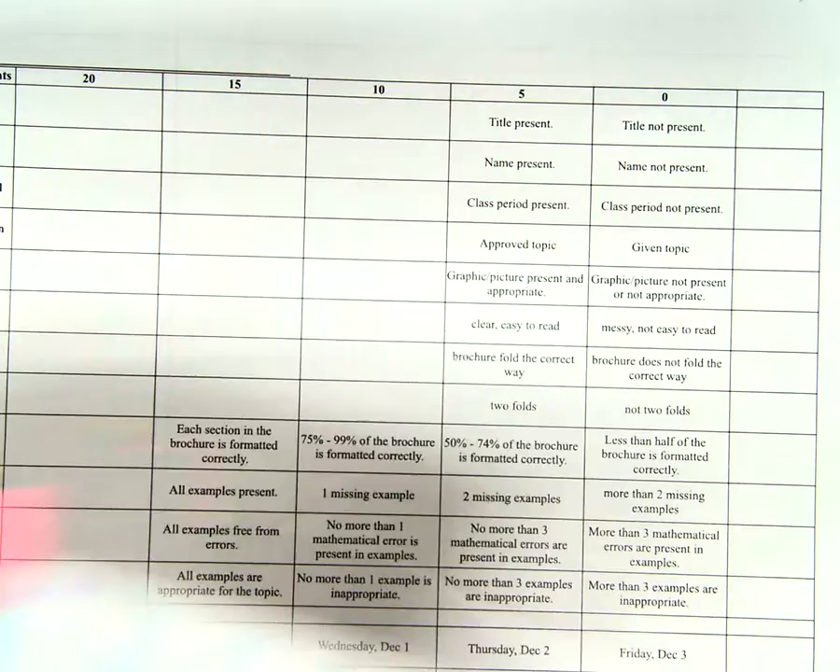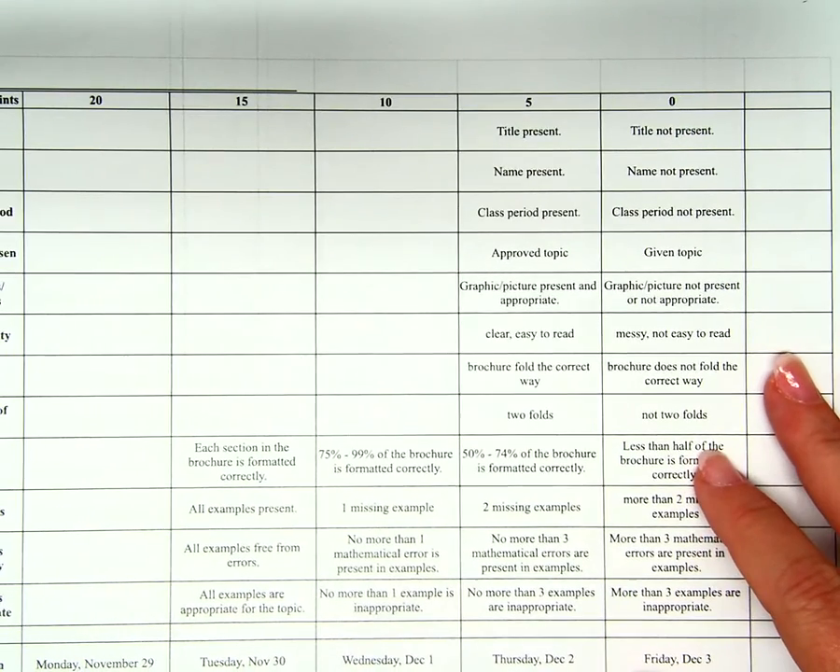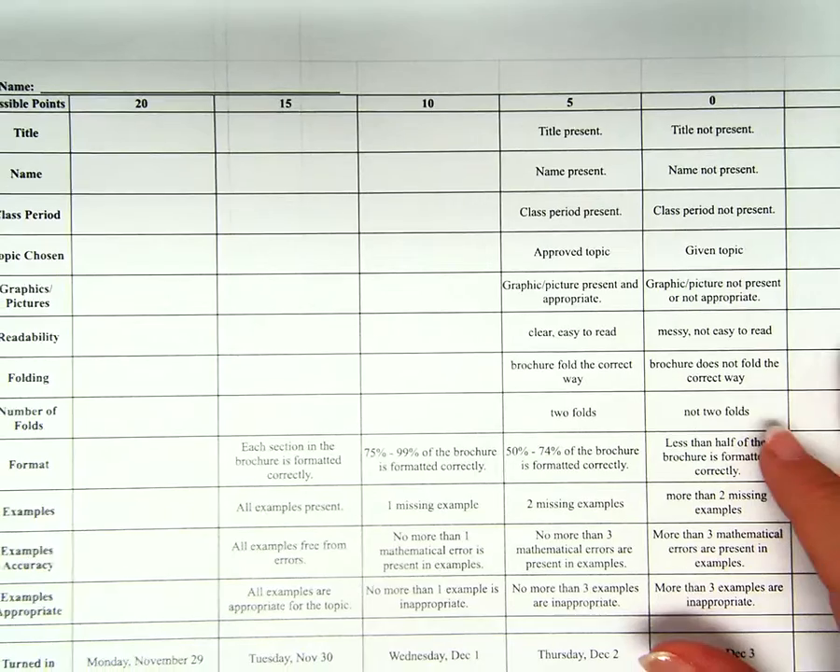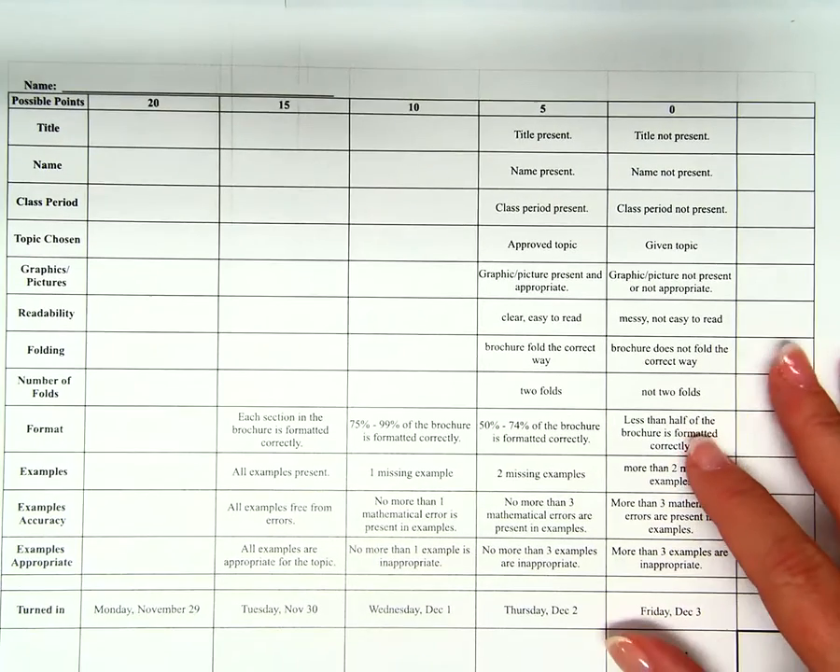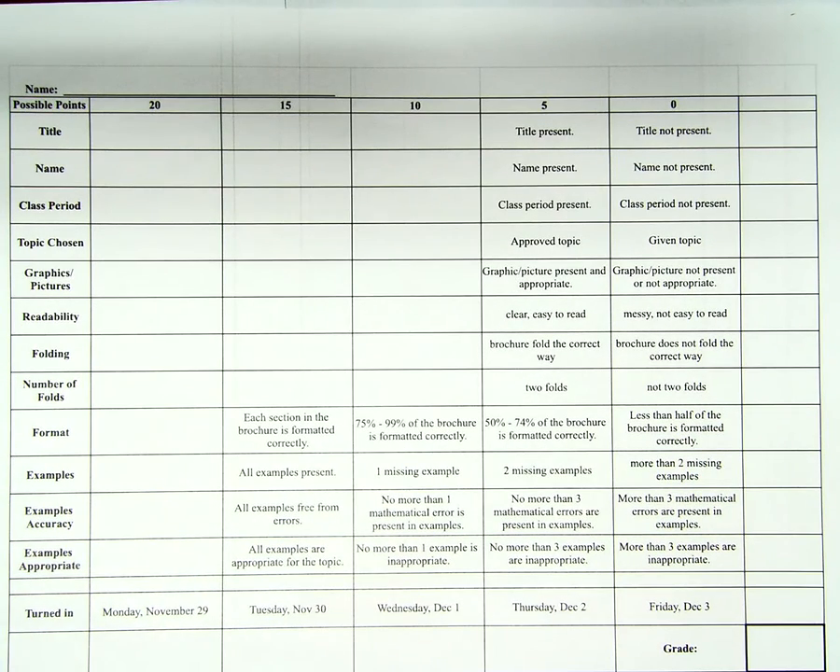So let's talk about your project for the 6 weeks. Here's your rubric. I can't see all of it, sorry. This will be on Google Classroom shortly. You're going to make me a brochure. You know what a brochure is, right?